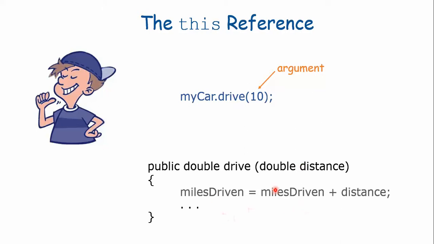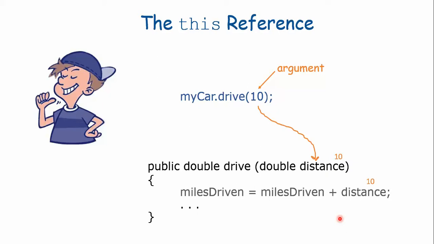This is our drive method, and when we pass this value and make a call to this method, this value gets copied to our parameter variable distance. So here the value of distance becomes 10, and every time this variable is used inside our method, it will have the value 10.